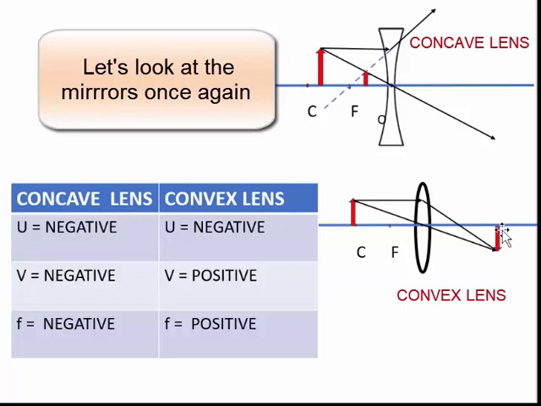Look at the focus. Which is the focus which is involved in image formation? Is this focus on the left hand side anywhere involved? No. However, the focus which is on the right hand side is involved in the image formation process. That's why the focal length will be positive.